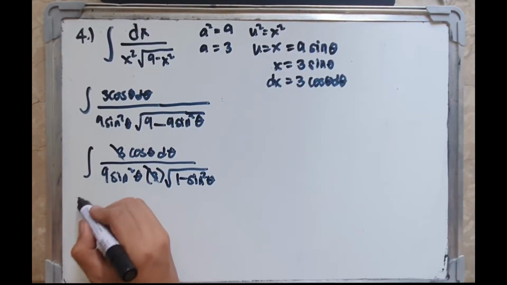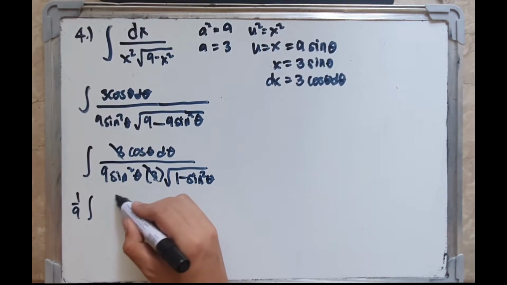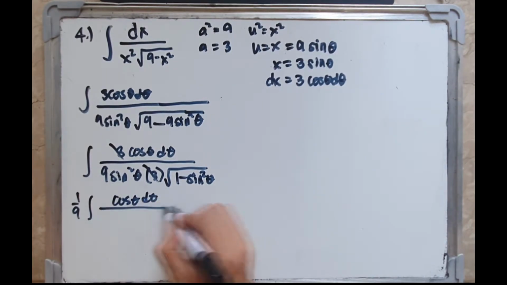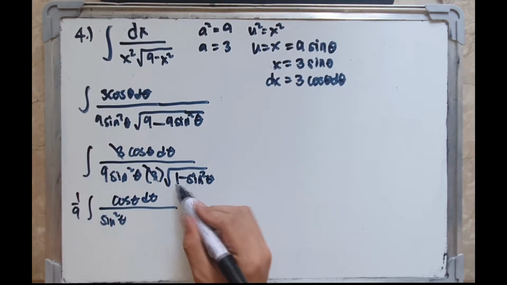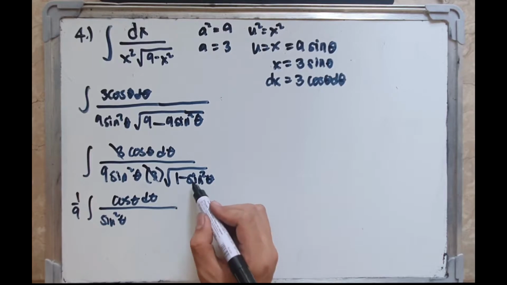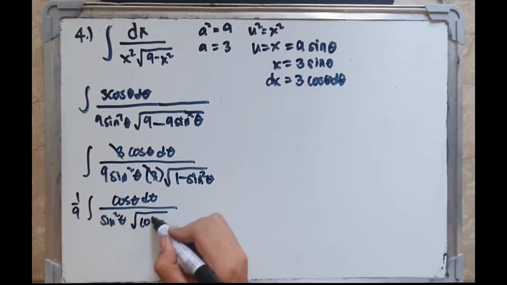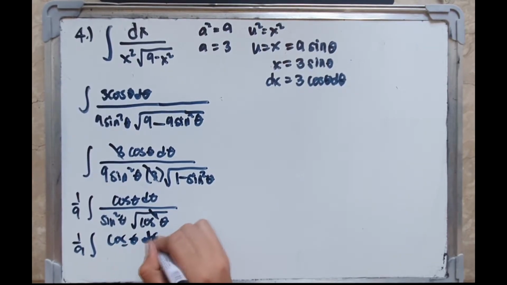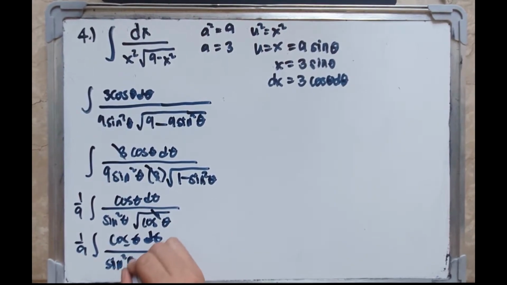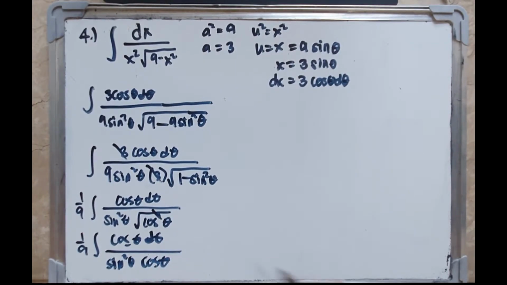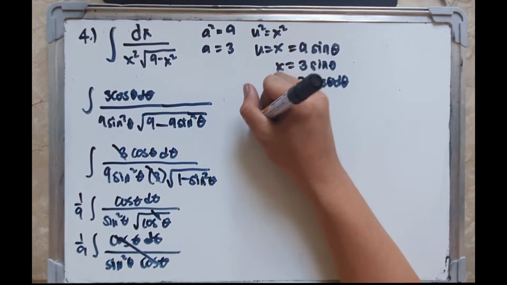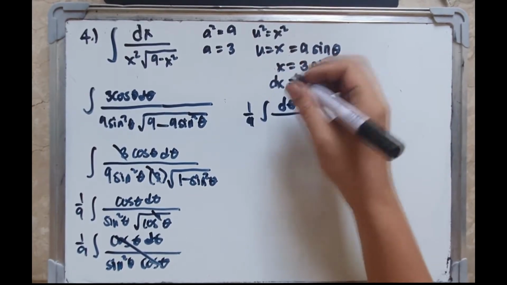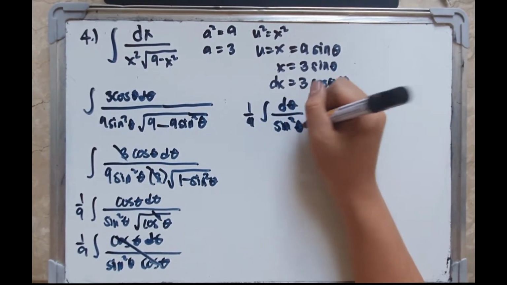3 cancel, so we have 1 over 9 as a constant outside. Cosine theta d theta, we have the sine squared theta. How about here? 1 minus sine squared, that is equivalent to cosine squared. Canceling the square root. So now we have 1 over 9 integral of cosine theta d theta whole over with sine squared theta cosine theta. We could cancel the 2 cosine thetas. So we now have 1 over 9 integral of d theta over sine squared theta.